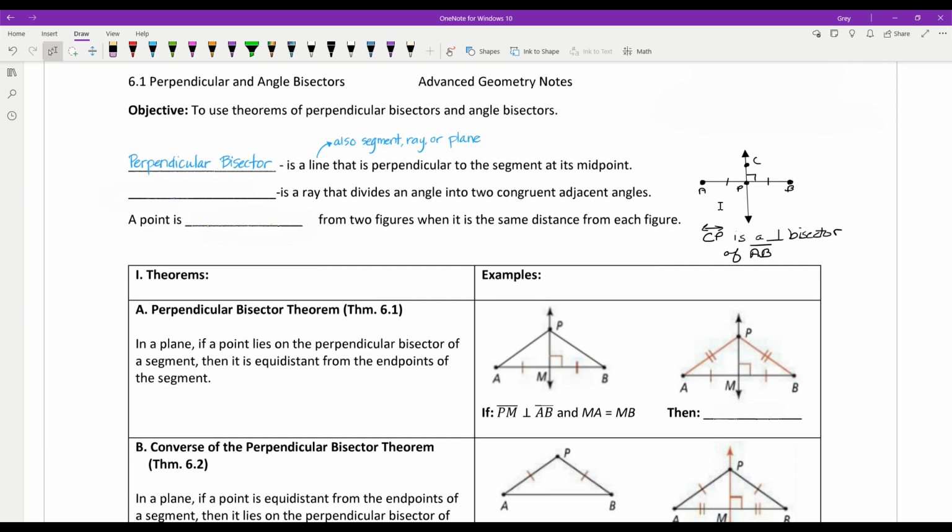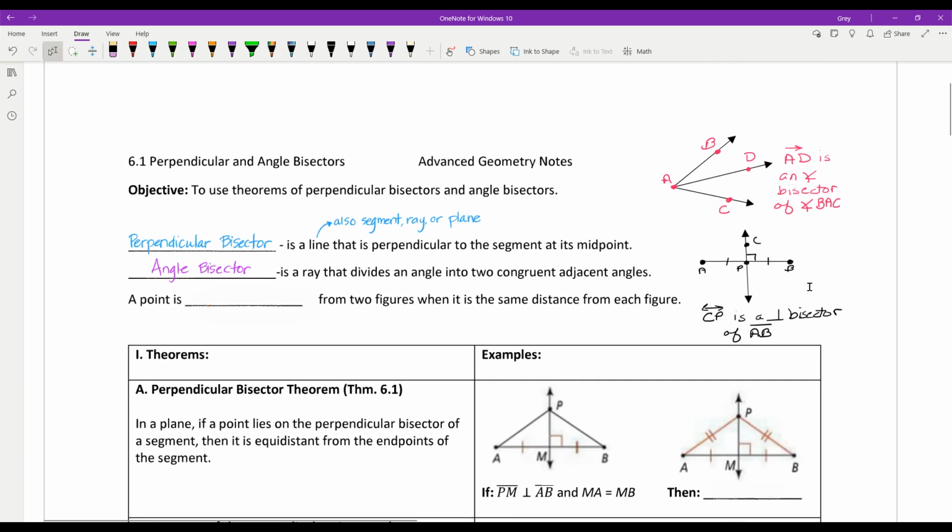Next we have the angle bisector, and that is a ray that divides an angle into two congruent adjacent angles. And here's a picture that I cut off on yours. Ray AD is an angle bisector of angle BAC. We know that angle BAD is congruent to angle DAC.